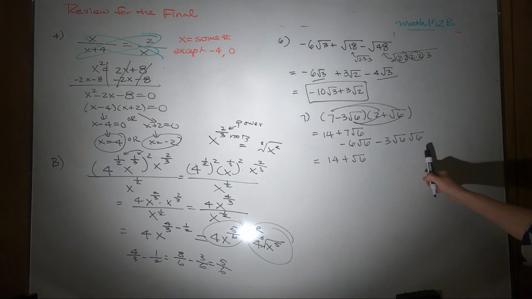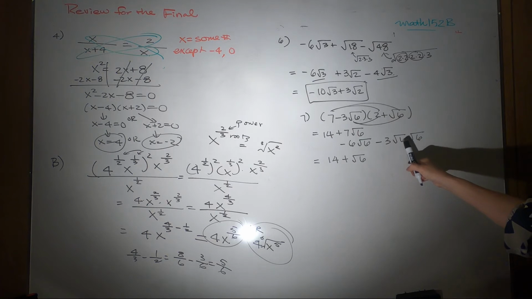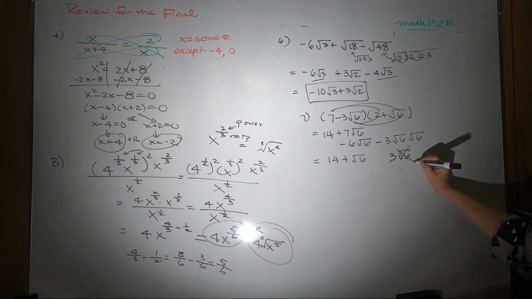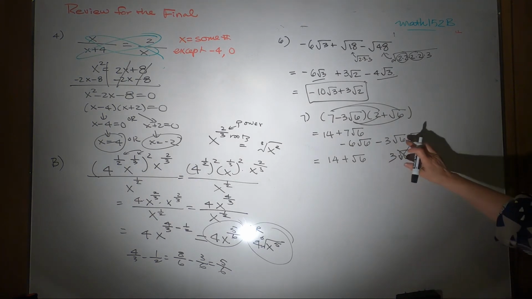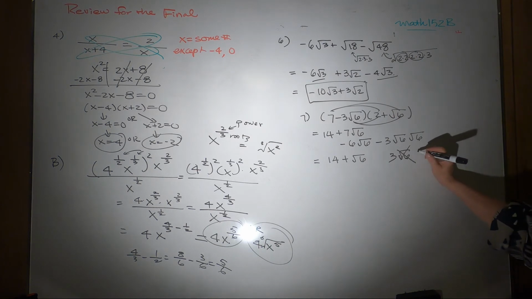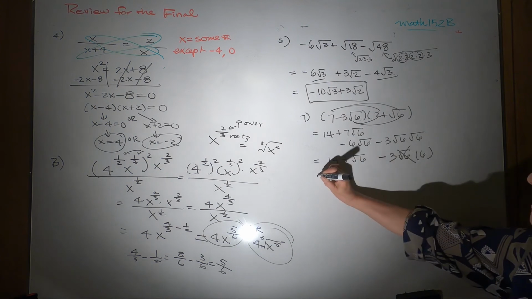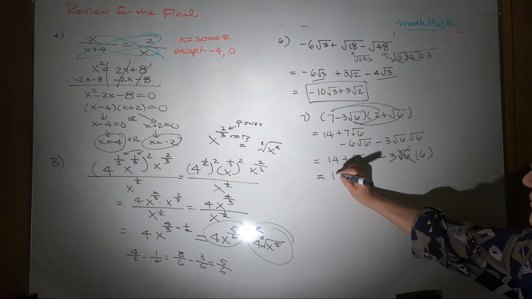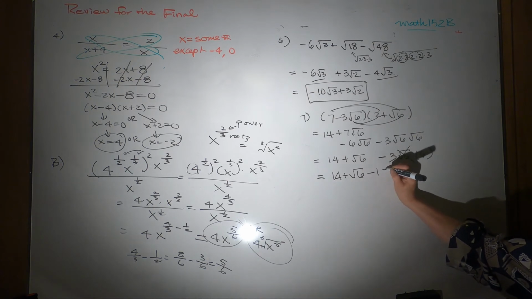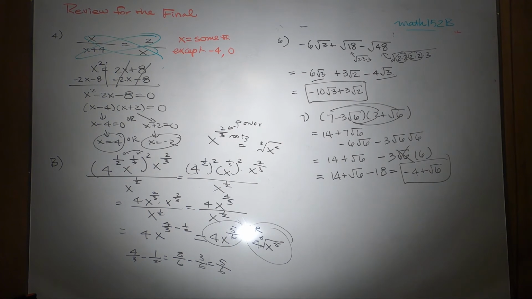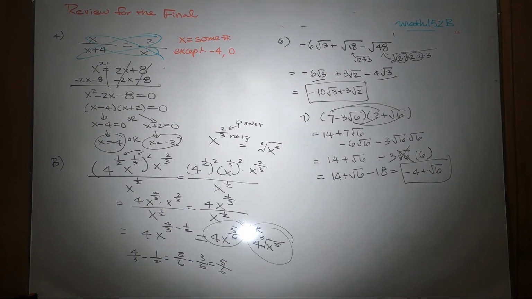And last one, don't make a mistake, because square root of 6 times square root of 6. Don't give me square root of 6 there. Don't do that, okay? Because square root of 6 times square root of 6 is what? 6, not the square root of 6, right? You often make a mistake there for some reason. So that would be 14 plus square root of 6 minus 18, right? So that would be negative 4 plus square root of 6. And that would be your answer.